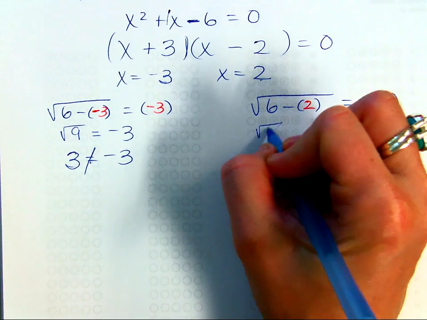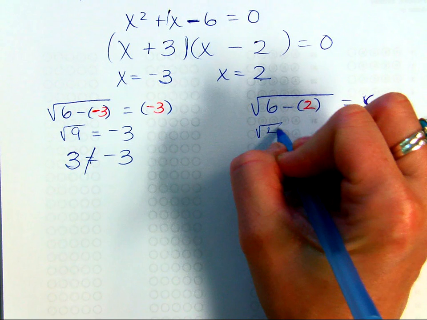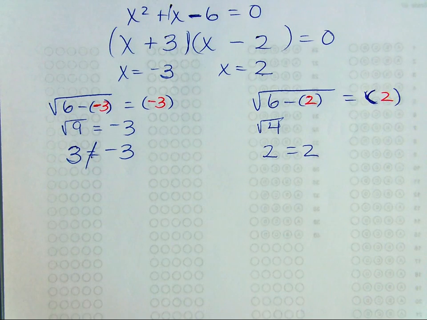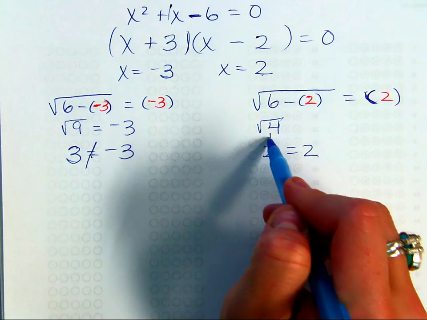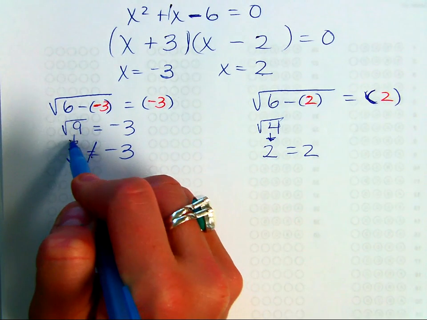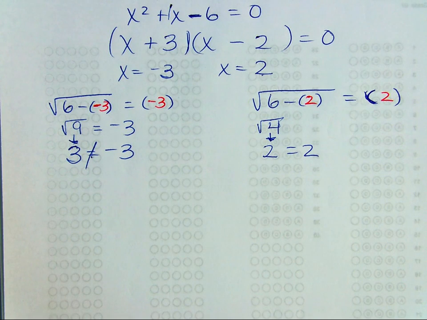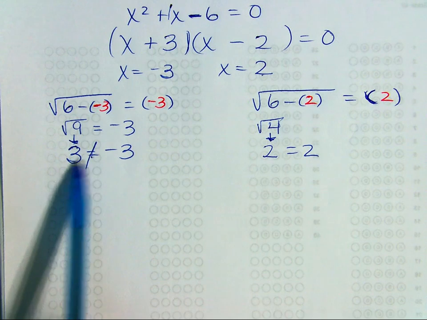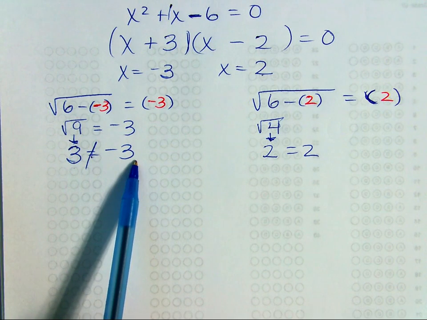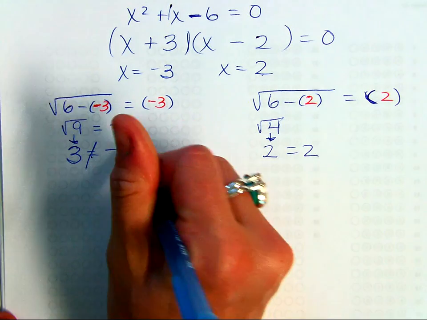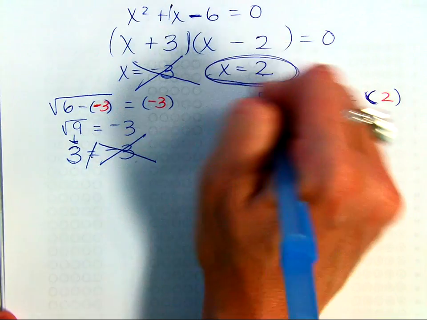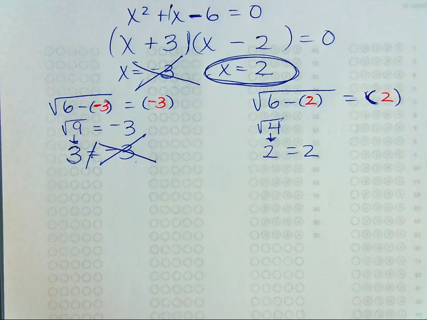The 6 minus 2 is 4, and the square root of 4 is 2, and does 2 equal 2? Yes. So for taking the square roots for this particular type of problem, I want you to take the positive square root only. So is the positive square root of 9 equal to that? No. So -3 is not a solution. The only solution that works is 2.